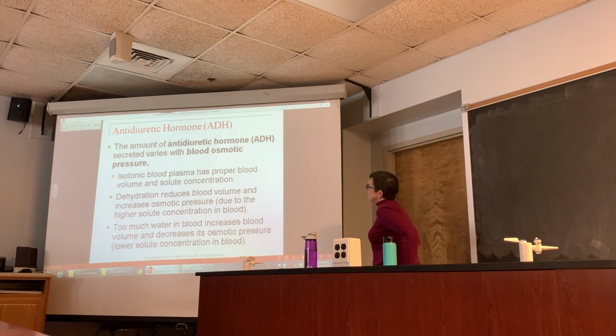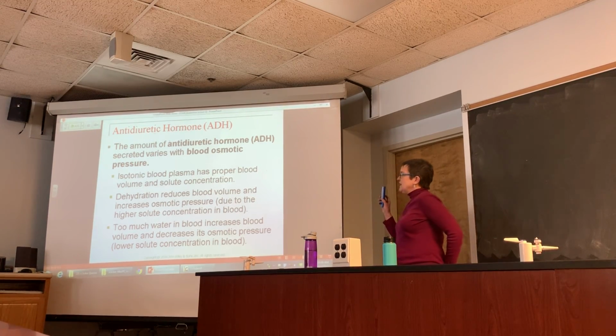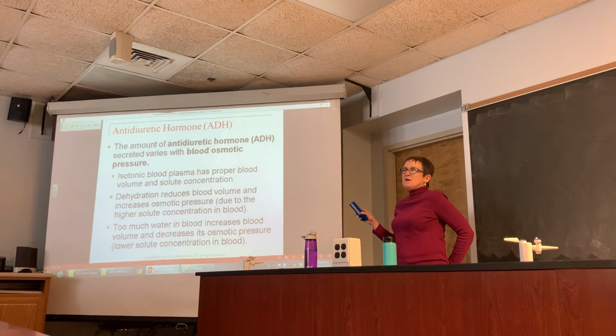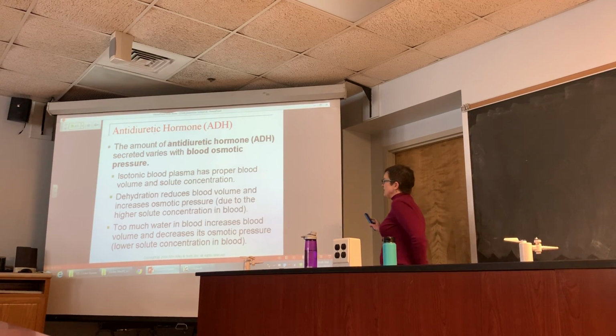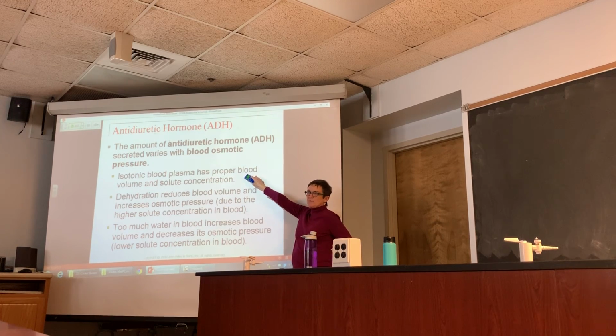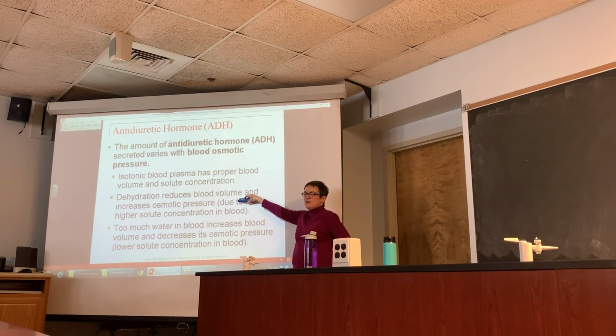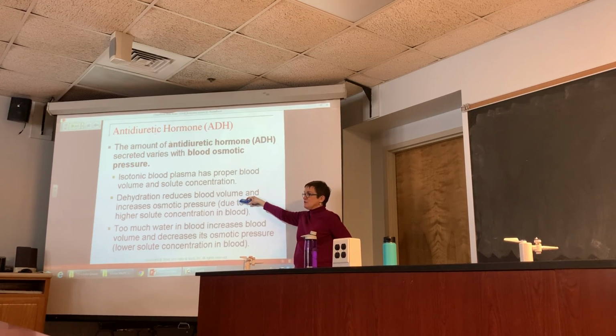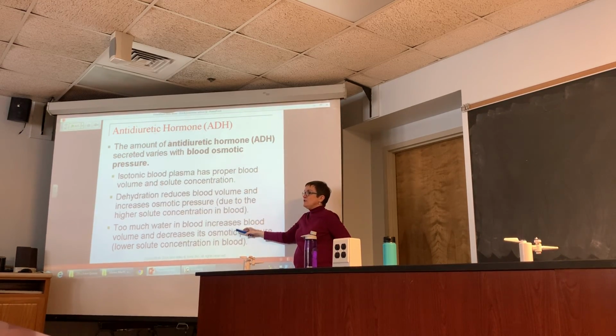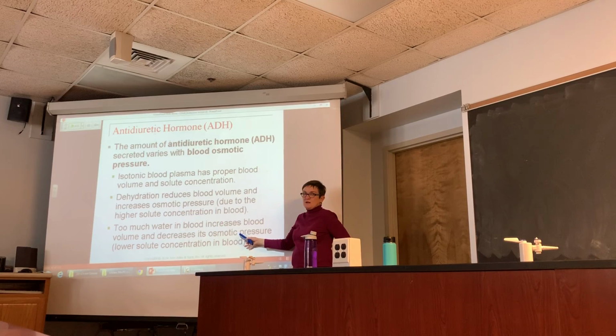All right. Antidiuretic hormone, let's look at that real quick. This is controlled by osmotic pressure in your blood. If your blood is at normal osmotic pressure, you have the proper blood volume and solute concentration. Osmotic pressure increases when you have a higher solute concentration, which happens when you're dehydrated. When you have less fluid in your blood, that makes your osmotic pressure go up. When you're well hydrated, your osmotic pressure goes down.